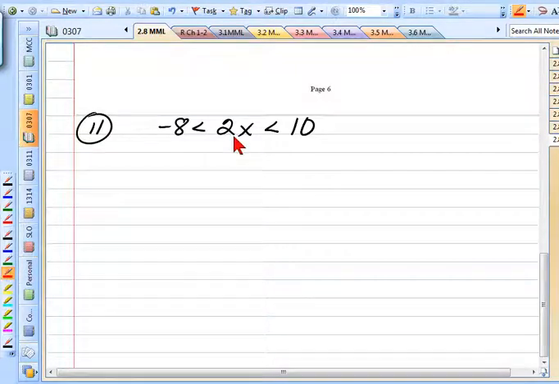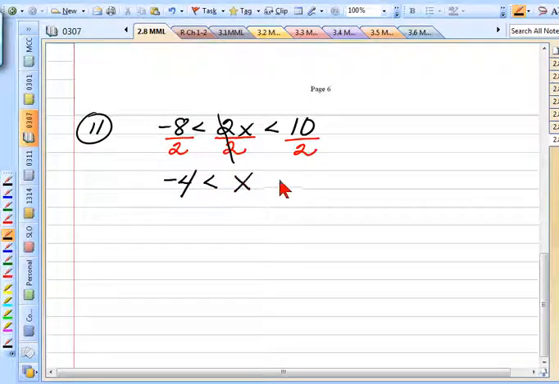But in a three-part statement, if you do it to one part, you do it to all parts. There's not just a left and right anymore. Now there's a left, middle, and right. But that was multiplication, so I had to divide. That was the coefficient. What does that give me? Negative 4 is less than x, which is less than 5. My inequality is solved. X is between negative 4 and 5.